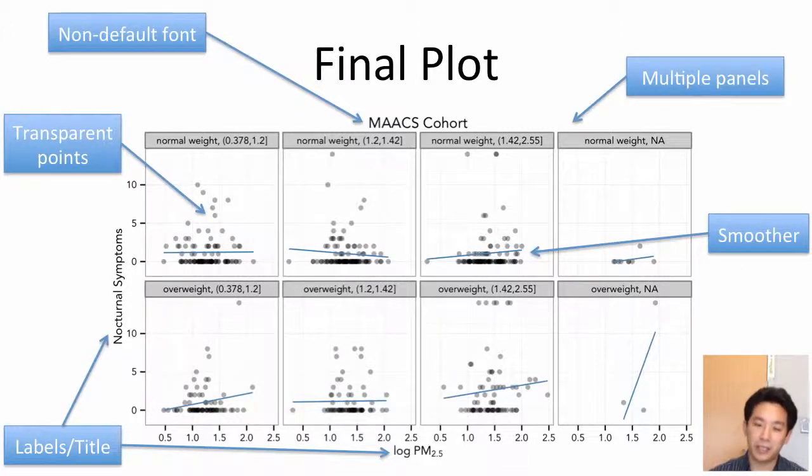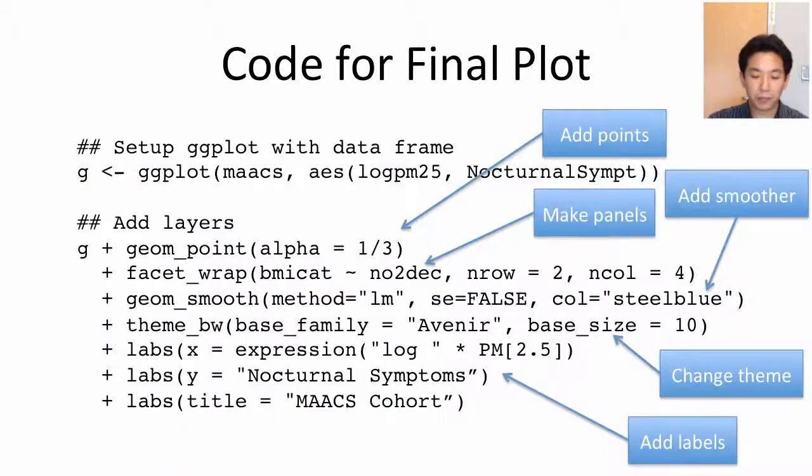So the default font is Helvetica, and I've changed the font here to be Avenir. And so there are a number of options that I've modified here. And so here's the code for doing it. So in the first set of code, I just call ggplot, and I give it the data, and I give it some basic aesthetics in terms of the x and y variables. And then to this g object, I add a bunch of things.